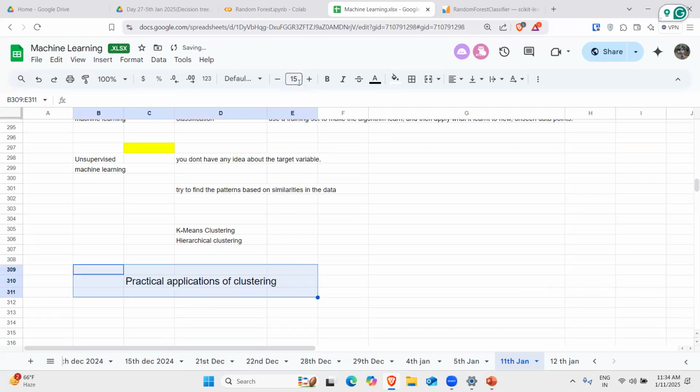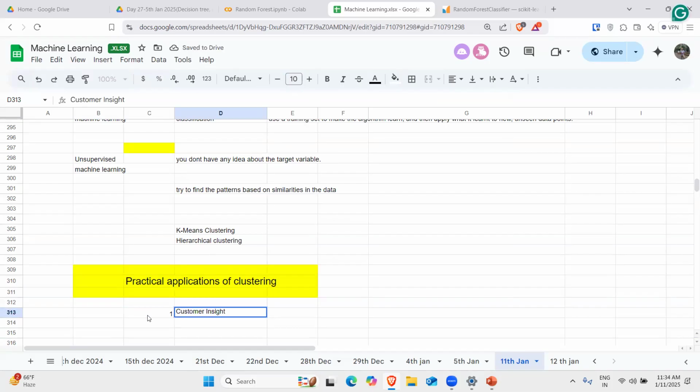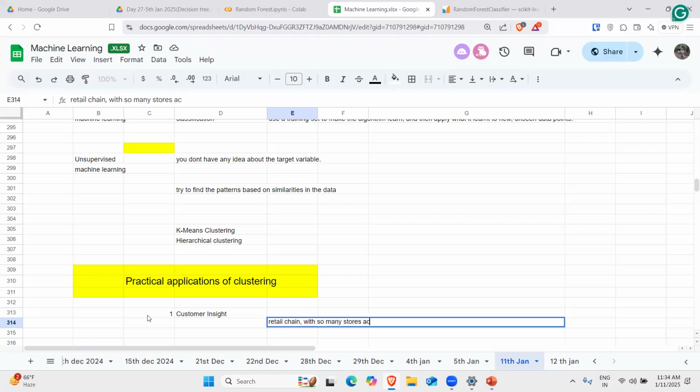So let us increase the font for this one. All right, first one is customer insight. Say a retail chain with so many stores across locations wants to manage its stores at their best and increase their sales and performance, right?